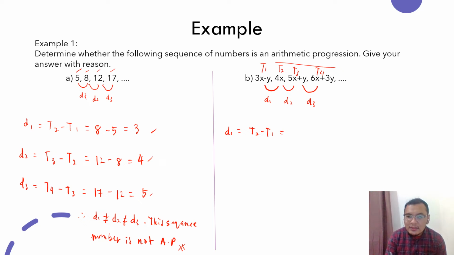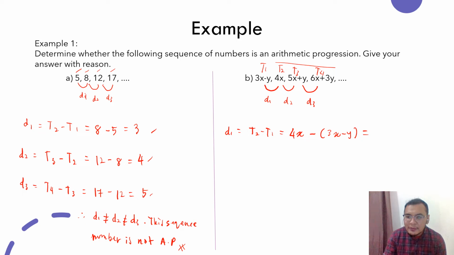So what is T2? T2 is 4x. Don't be scared if you find this kind of question, okay? Just follow what I have taught you before this. For 4x, minus T1. T1 is 3x minus y. So put it in bracket, 3x minus y. Okay, so the answer is 4x minus 3x minus y.